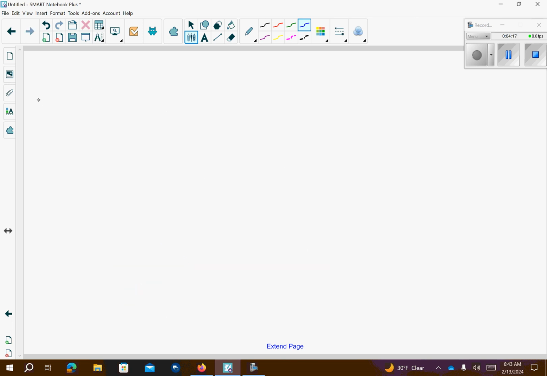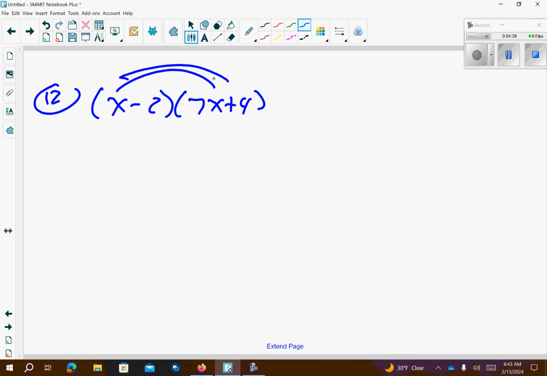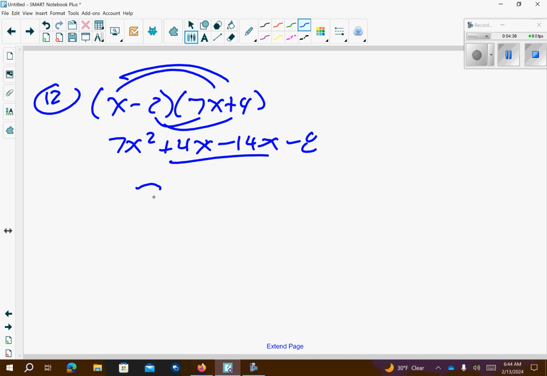It's number 12. We get x minus 2 and 7x plus 4. Distribute the x, so I get 7x squared plus 4x. Distribute the negative 2. Those are like terms, so combine them together. 4x minus 14x is negative 10x minus 8. On to the back page, page 28.